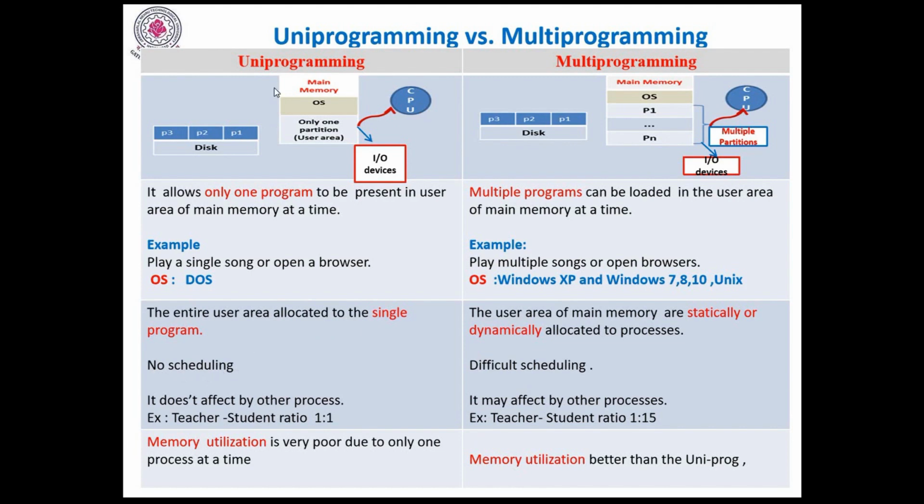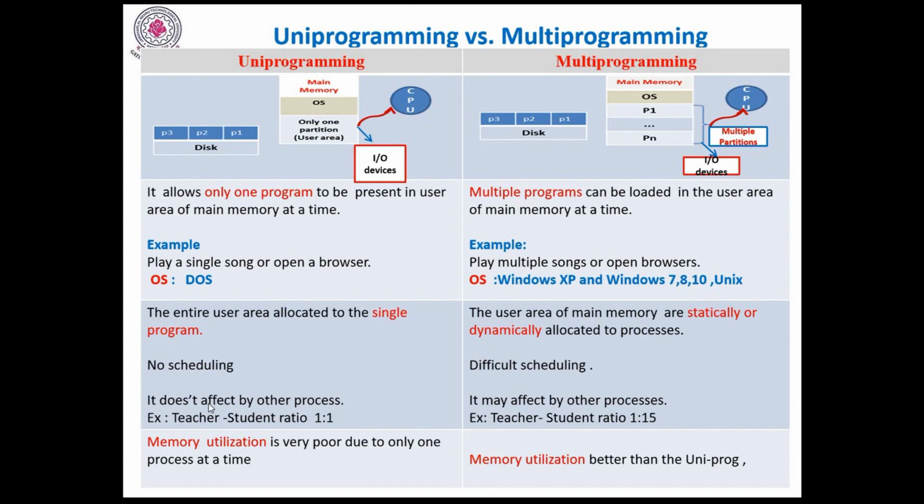No scheduling. See, in uniprogramming, no scheduling. Why? Only one program is available in the user area, so no scheduling. When more than one is there, I need to apply the scheduling operation. Whereas in multiprogramming, in the user area more than one process is there, so there is a possibility of racing. Where racing is a possibility, there I have to apply certain algorithms, that is, scheduling algorithms. So the scheduling process is very difficult in multiprogramming.